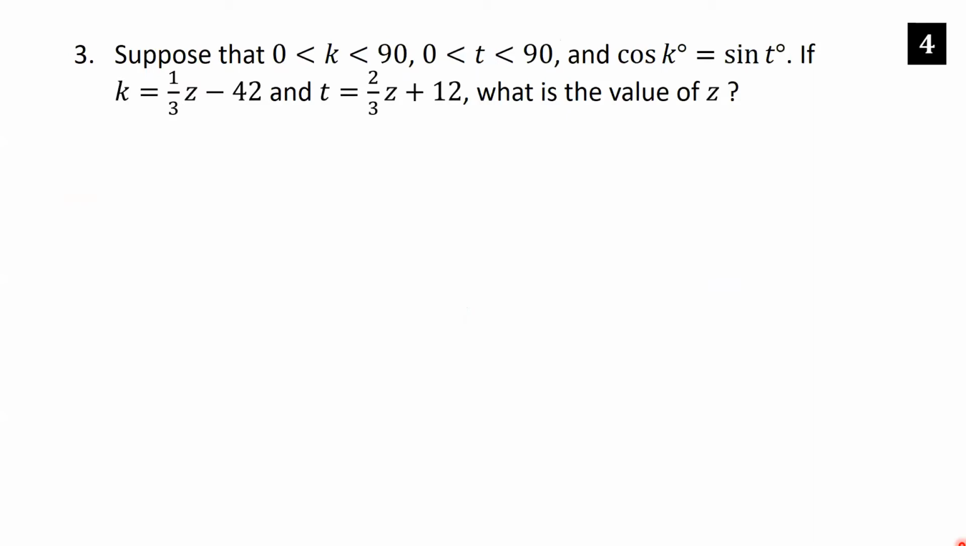Suppose that k is between 0 and 90, and t is between 0 and 90, and cosine k is equal to sine t. If k is 1/3 z minus 42 and t is 2/3 z plus 12, what is the value of z? Okay, so let's start with cosine k equals sine t. That implies, using the fact that k and t are between 0 and 90, that k plus t must be equal to 90. Now, if you know that and you want to accept that, that's great.